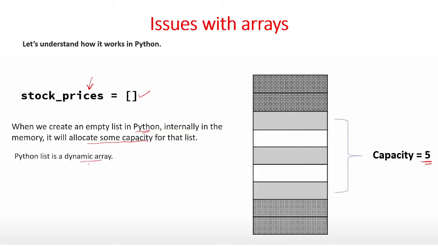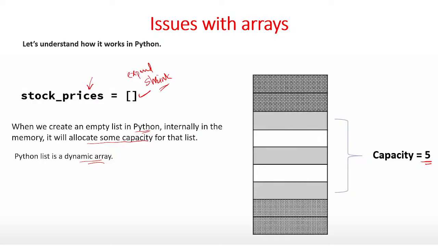Now this is implemented in Python in the form of a list. A list is a dynamic array, in the sense that the size can be increased or decreased. That means the array can expand or the array can shrink.